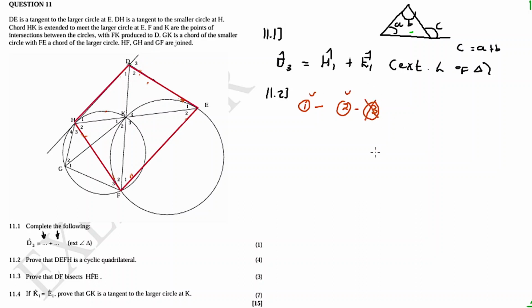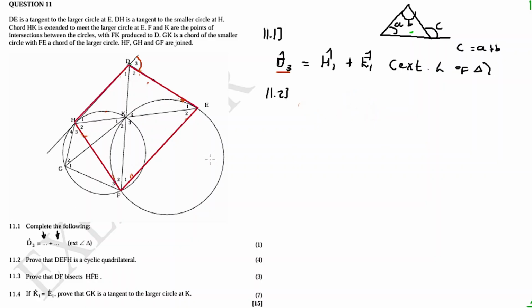It doesn't work because we don't have any angles. We're not given any angles. But what we can do, since we calculated the exterior angle with D3, the one in 11.1, we can use the exterior angle. Method number 2, saying that, hey, we can prove by exterior angle.